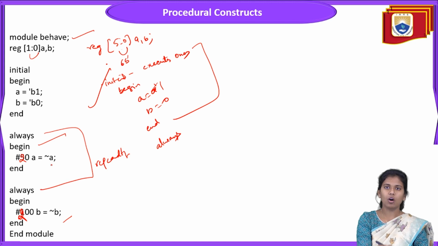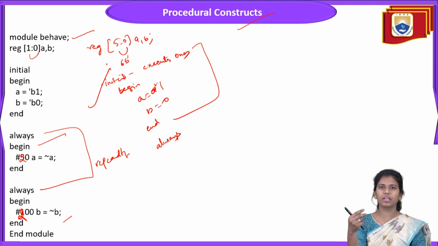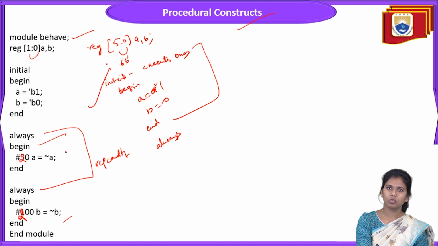But the difference is that always procedural constructs can be repeated, whereas initial procedural constructs cannot be repeated; they can be executed only once. So this is about the procedural constructs. We have two types of constructs, initial and always. Those two constructs can be used in the syntax in order to write any kind of description of different combinational circuits or logical circuits, different digital circuits. This is the procedure to be followed.